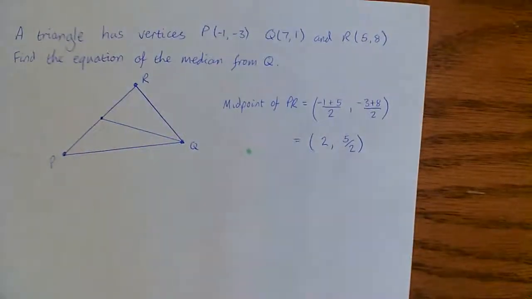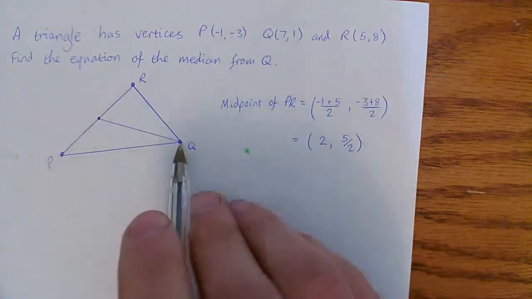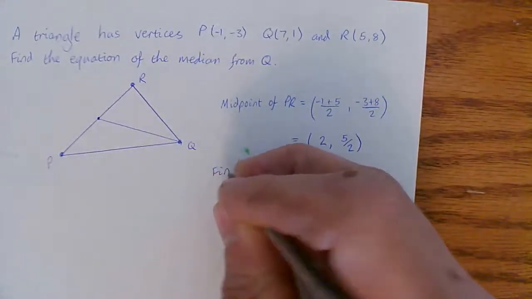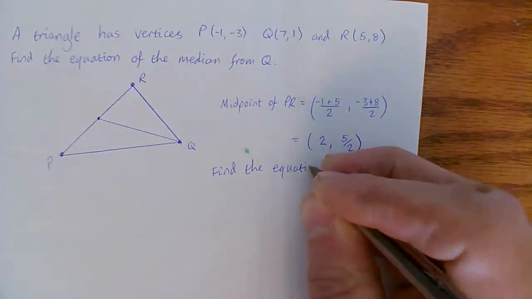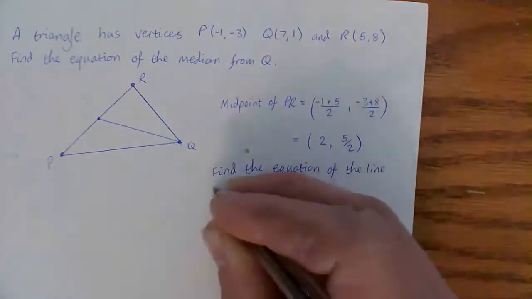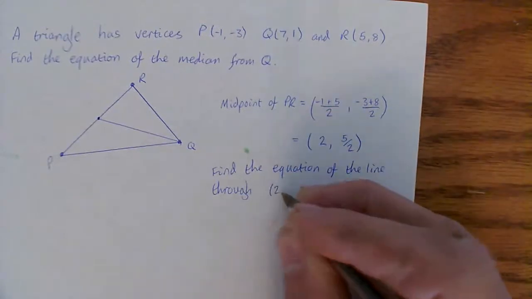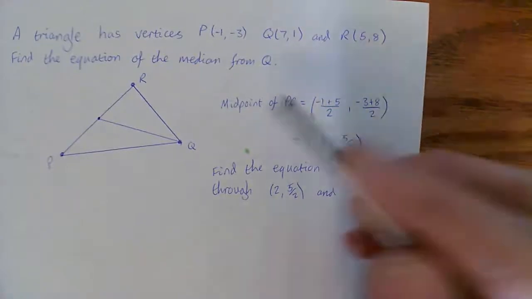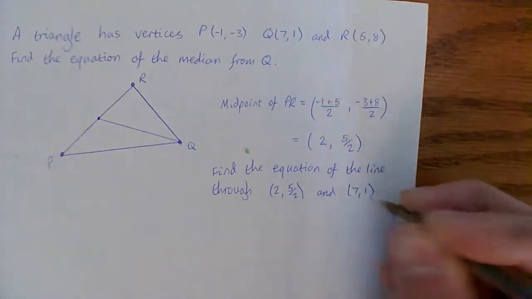Next thing I need to do is I'm trying to find the equation of this line from the midpoint to Q. Well, if I know 2 points, I could rephrase my question as find the equation of the line through, and what 2 points does my line need to go through? Well, it needs to go through that midpoint, which is 2, 5 over 2. And what's the second point we need to go through? Well, we must go through Q because that's the other point on the line that we know, 7, 1.